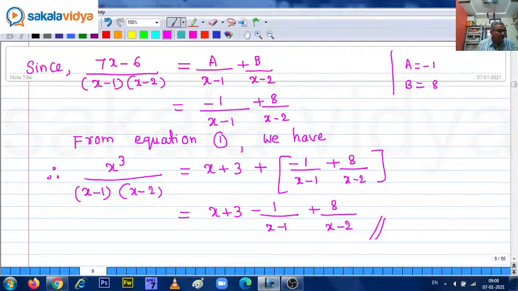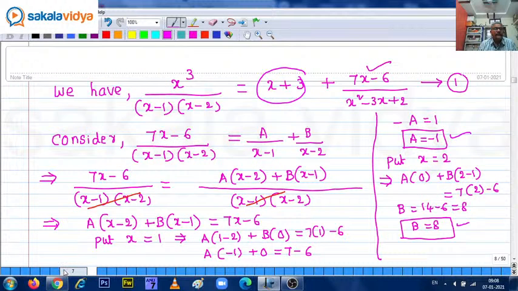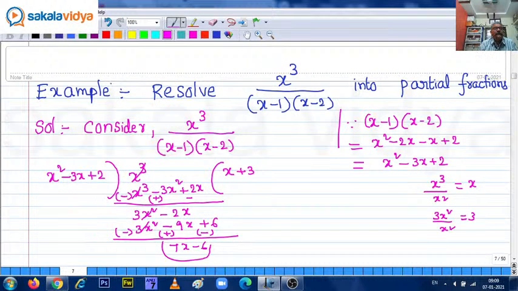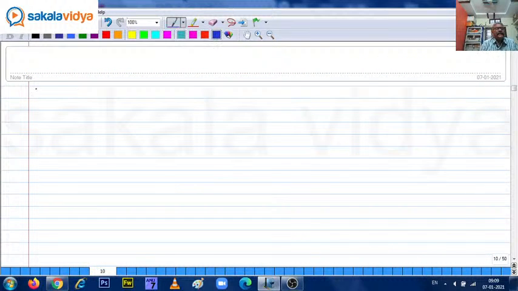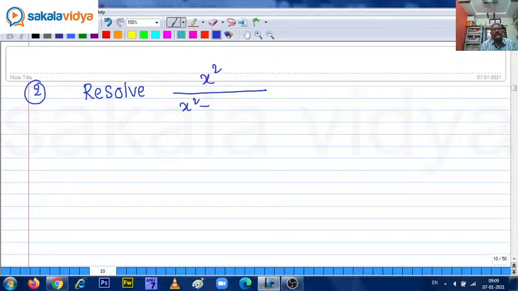Okay, one more question I will discuss now. Second example. This is the first example. Okay, second example. Resolve x square upon x square minus 3x plus 2.